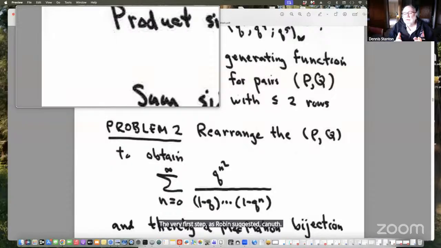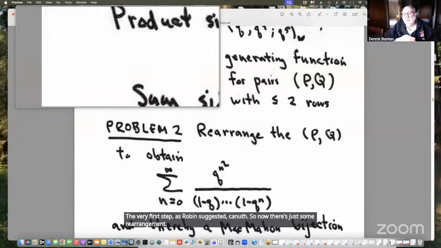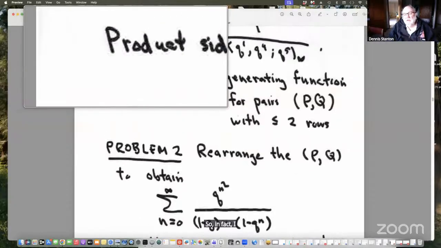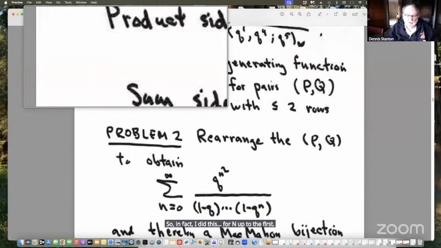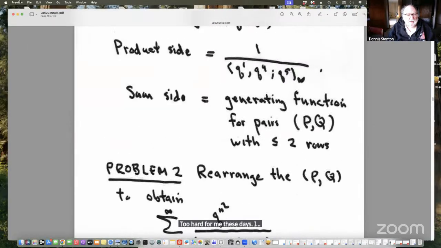So now there's just some rearrangement. In fact, I did this for n up to the first 2 terms, I think. Maybe the first 3 terms in this sum. I found the P's and the Q's that would work to give the first 3 terms. But it's a big mess. Too hard for me these days. I don't see how to do it.